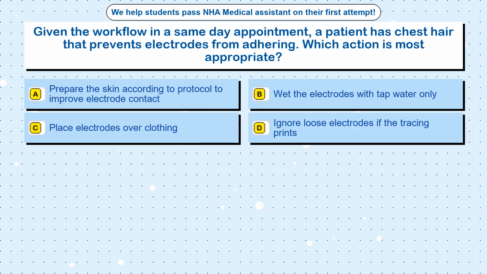Question 2. Given the workflow in a same-day appointment, a patient has chest hair that prevents electrodes from adhering. Which action is most appropriate? Option A, prepare the skin according to protocol to improve electrode contact. Option B, wet the electrodes with tap water only. Option C, place electrodes over clothing. Option D, ignore loose electrodes if the tracing prints.